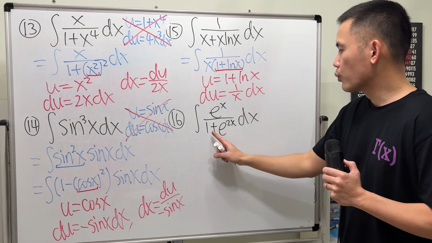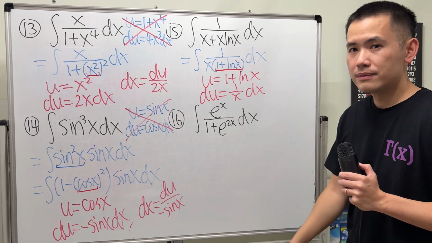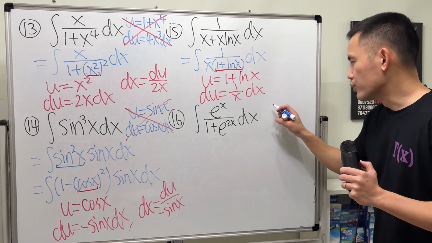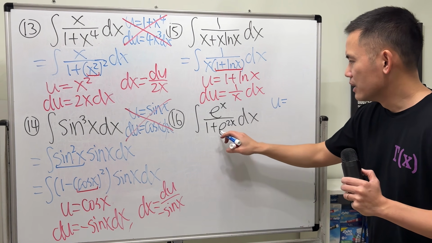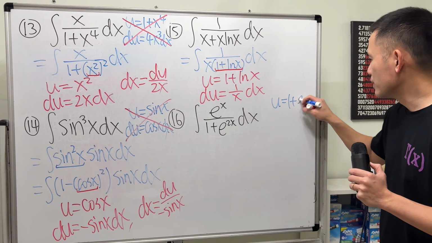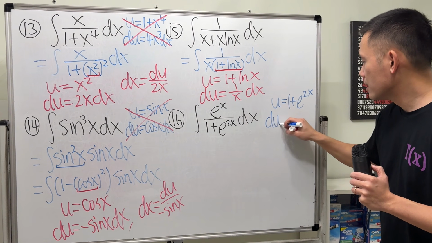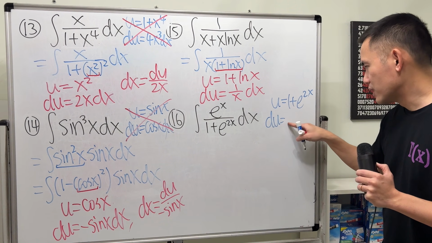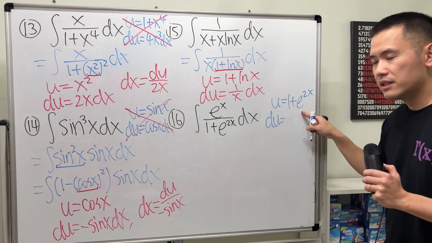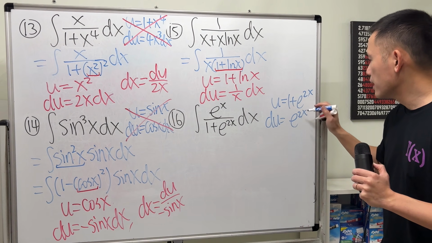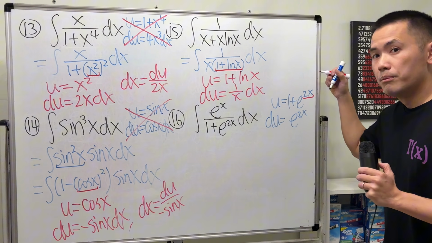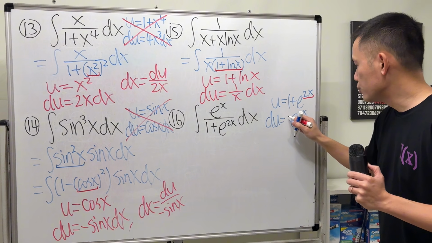Now, how about this? E to the x over 1 plus e to the 2x. Right here, do not say u is equal to the bottom, 1 plus e to the 2x. Because when you differentiate this, you have 1, which will give you 0, but the derivative of this is e to the 2x. Use the chain rule, multiply by the derivative of 2x, which will need a 2.